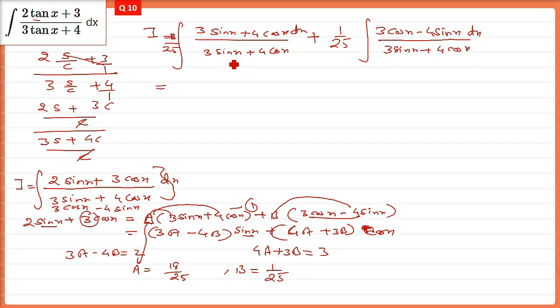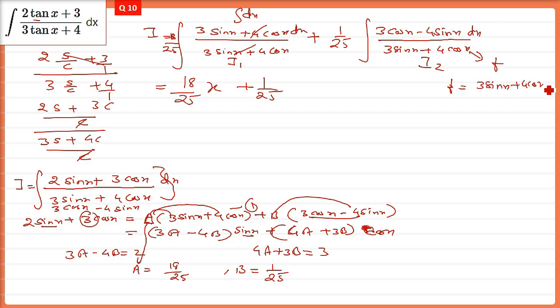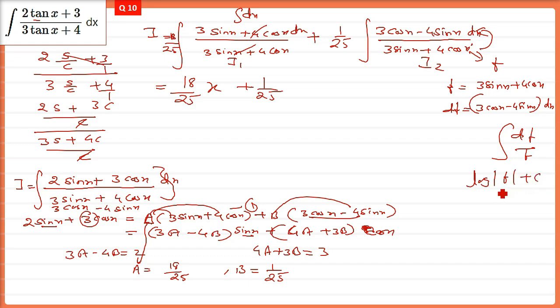What do you get here? This is I1, this is I2. So 18 by 25 here, this gets cancelled. Integration of dx is simply x, so you can just write x plus 1 by 25. Now this I2, take this as t. So t will be equal to 3 sin x plus 4 cos x, and the differentiation has already been done in equation number 1. So I'm directly writing dt will be equal to (3 cos x minus 4 sin x) dx. So eventually it's simply dt by t only. And dt by t will give you log modulus of t plus constant of integration. Log modulus of t. T is what? Which is the denominator.